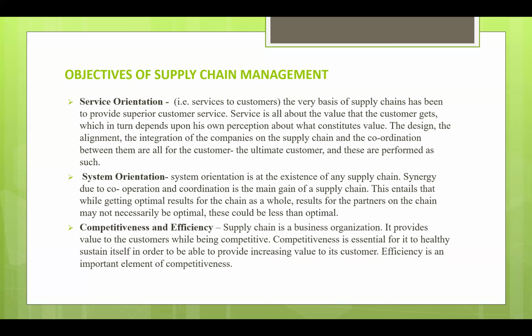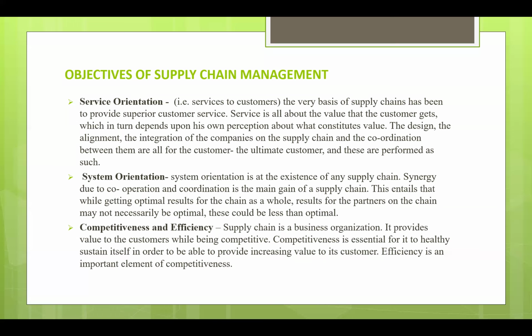Then the second objective of supply chain management is system orientation. System orientation is at the existence of any supply chain. Here, synergy is required. That is synergy due to cooperation and coordination of various channel members.